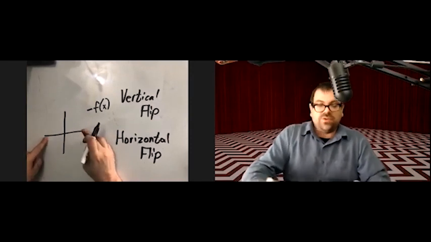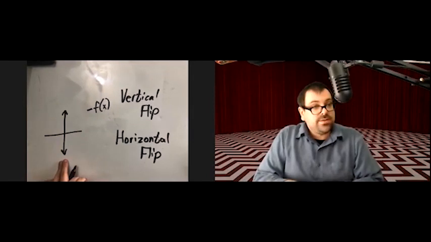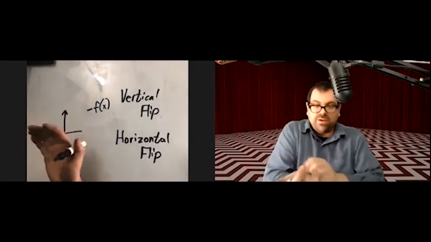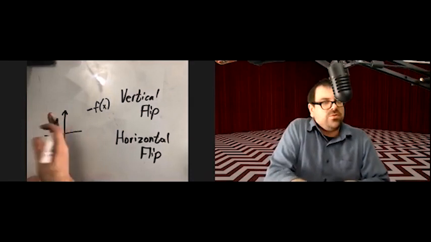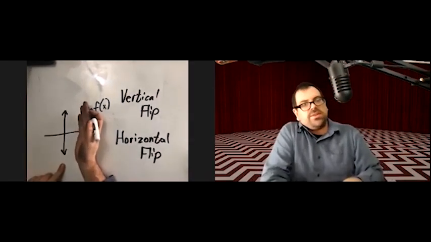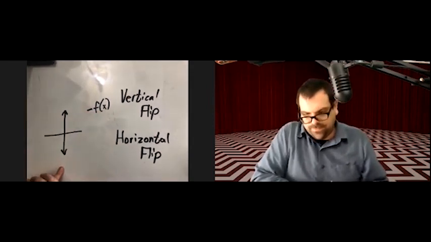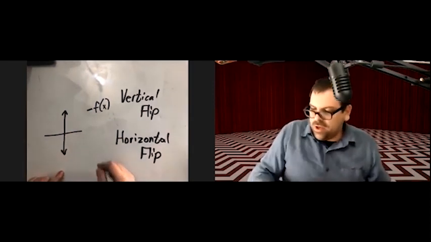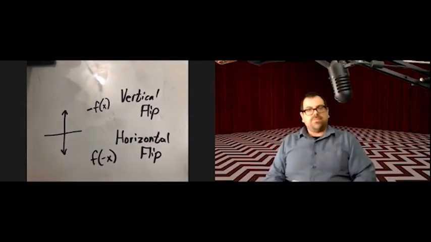A horizontal flip would treat the y-axis as the thing that doesn't move, and the pinwheel effect would happen left to right, horizontally, flipping things that are on the left to the right, flipping things that are on the right to the left. So we're taking our x value and taking its opposite. A horizontal flip is taking the opposite of the x.